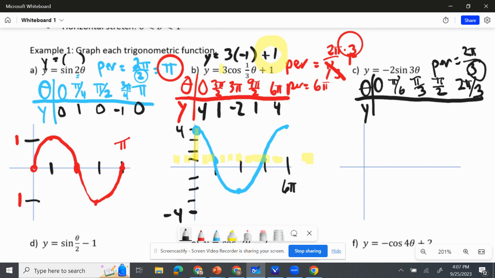Now, our normal y values. Our normal sine values would be -2, and then parentheses. So we're multiplying everything by -2. So our first sine value is 0, so that would be 0. Then we have 1, that would be -2, back to 0. And then we have -1, which of course would be 2, and then back to 0 again.